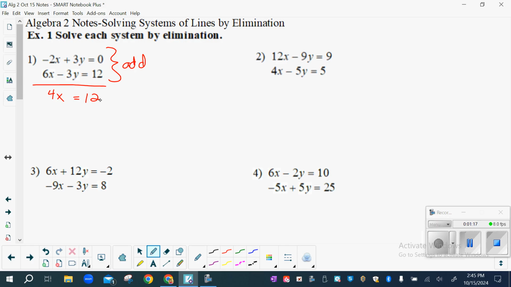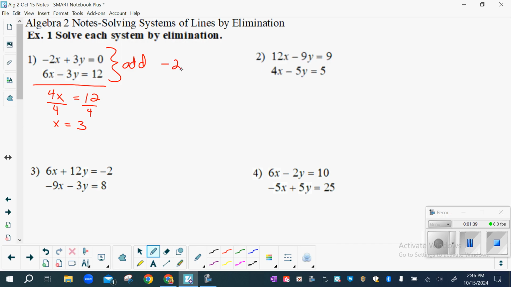So we get 4x equals 12. We now have an equation of just one variable. And then we could divide by 4. x is 3. Are we done? No. Plug it into either equation, or one specifically? Either. You can always do it with either one.